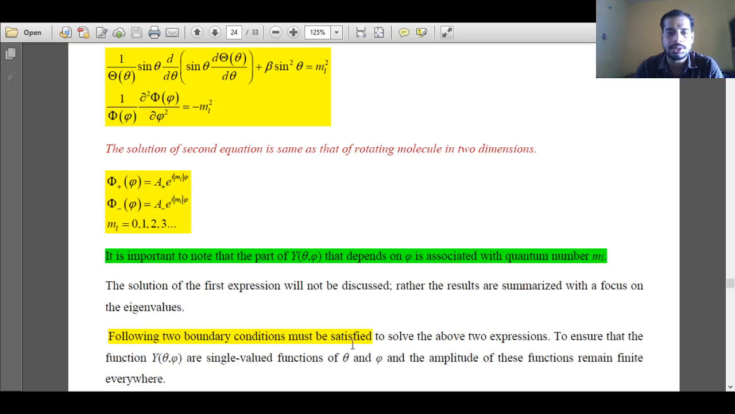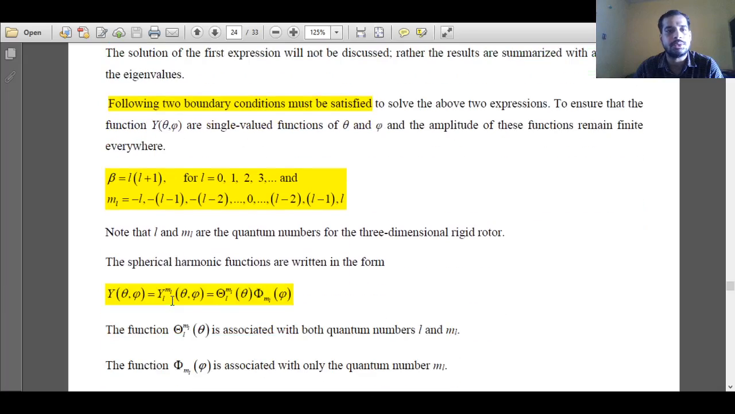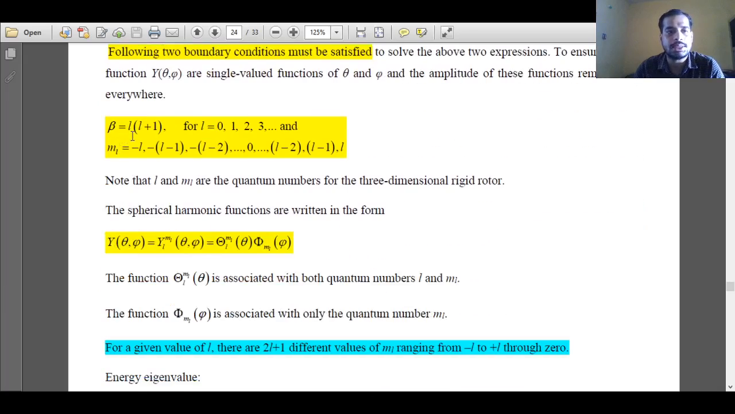So when the boundary condition is applied to solve both the expressions, to ensure that the spherical harmonic function is single valued and depends upon theta and phi, the boundary condition can only be satisfied when we take beta equal to L into L plus 1. Again, L is a quantum number that we get after application of the boundary condition. Now I am not going into the detailed derivation, rather we are directly focusing on the solutions. So the solution of the first expression is beta equal to L into L plus 1.